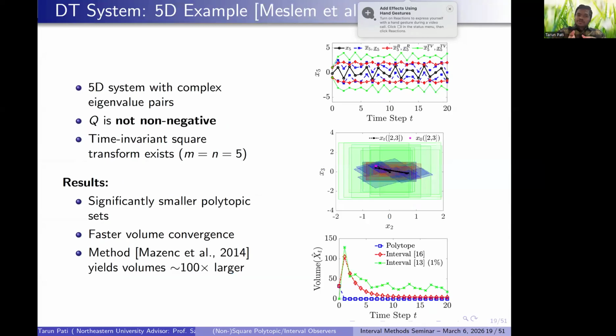For a discrete example, we've chosen a five-dimensional example from a Mazenc paper. And even in this example, both our polytopic estimates and interval estimates are correct. That means they frame the true states, as well as their volumetric errors are ISS.